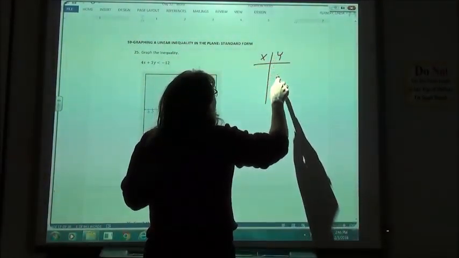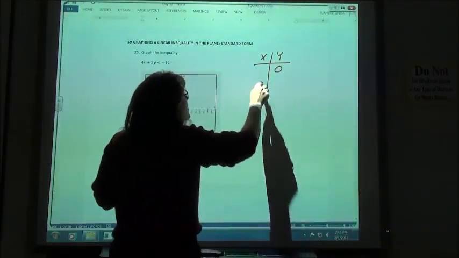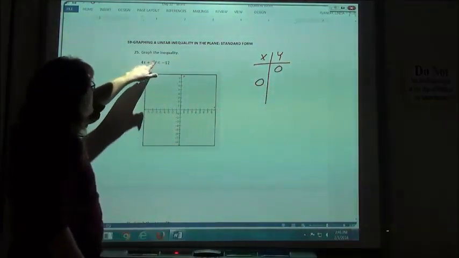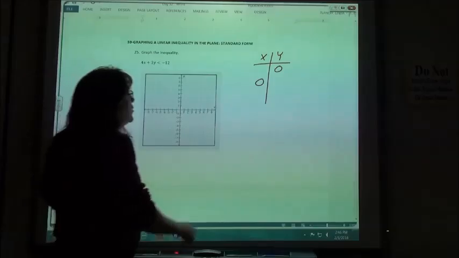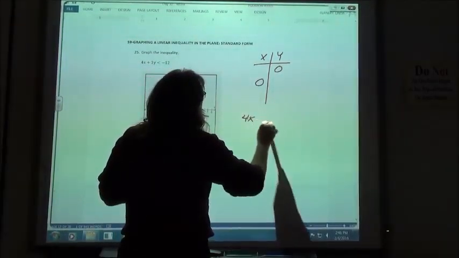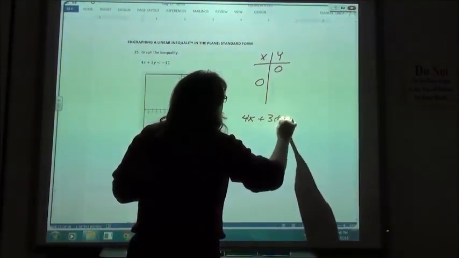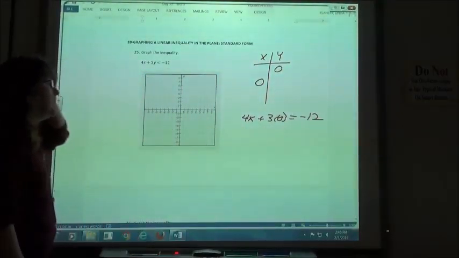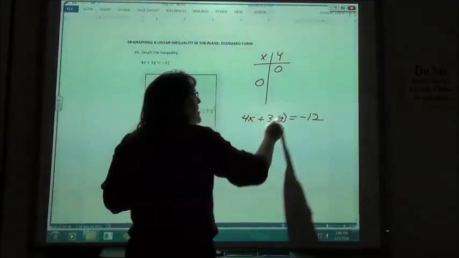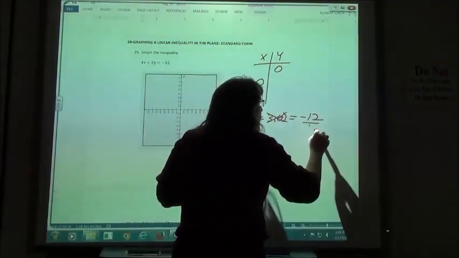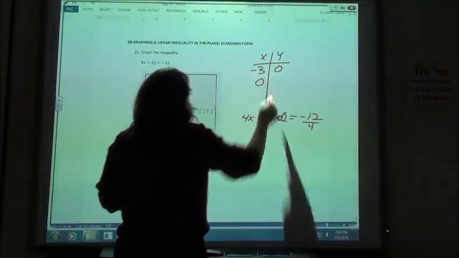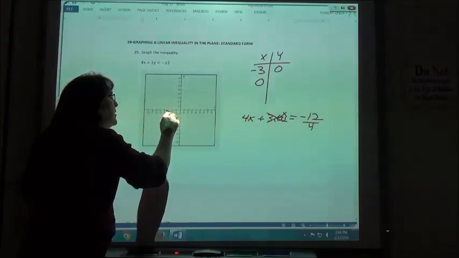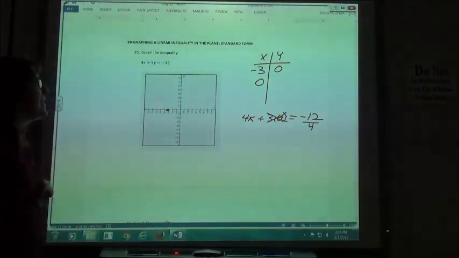So I'm going to put 0 in for y, and then I'm going to put the 0 in for the x. Again, I'm going to pretend this is an equal. So I'm going to take 4x plus 3 times 0 equals negative 12. Again, when we do this, this is 0, cancels out. I divide by my 4, so negative 3 is my x-intercept. So I can put a dot on my x-axis at negative 3.